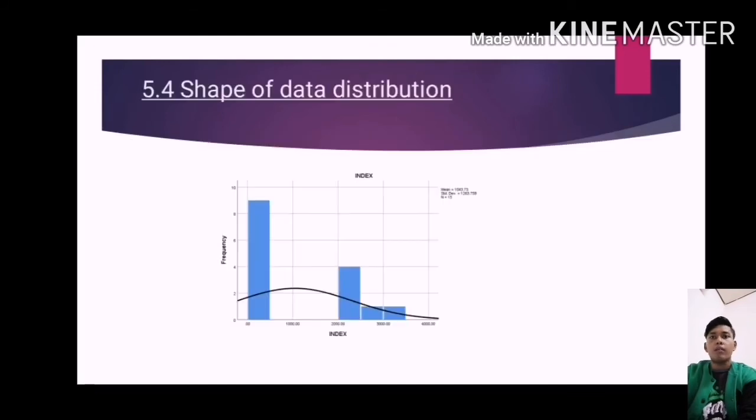Shape of data distribution. The shape of data distribution is symmetric when a vertical line can be drawn through the middle of a graph of the distribution and the resulting halves are approximately mirror images.